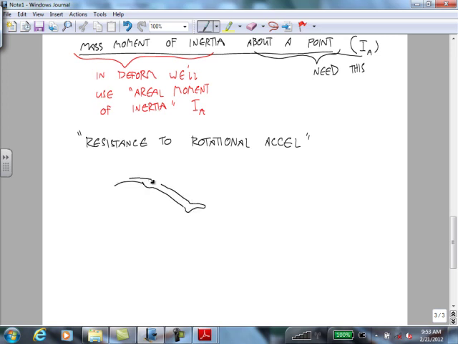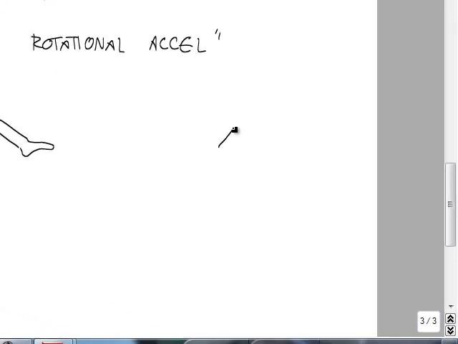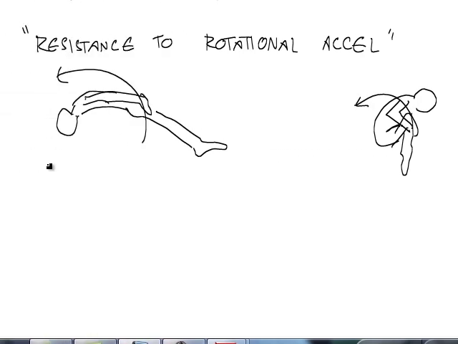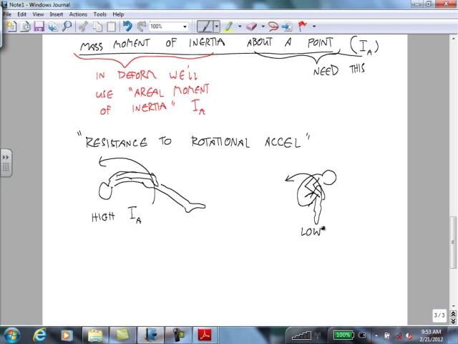So that's why you get more points for doing flips like this in gymnastics than for doing flips like this. Ooh, look how skinny his legs are. This is a very high moment of inertia about the person's center of mass. And this is a low moment of inertia. It's easy to get this shape rotating. It's hard to get this shape rotating.